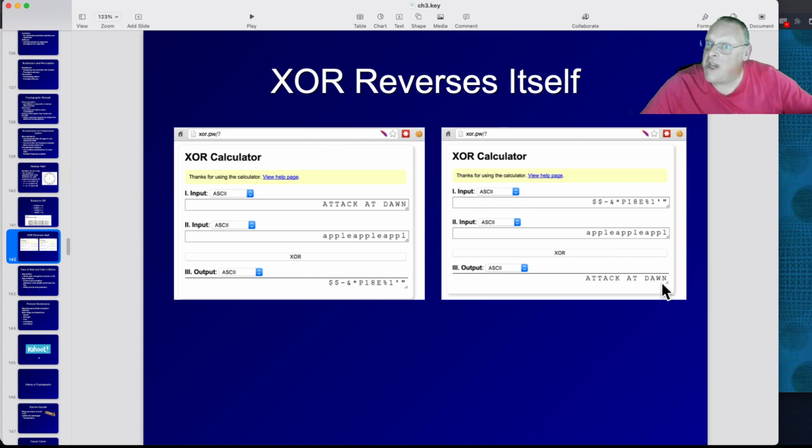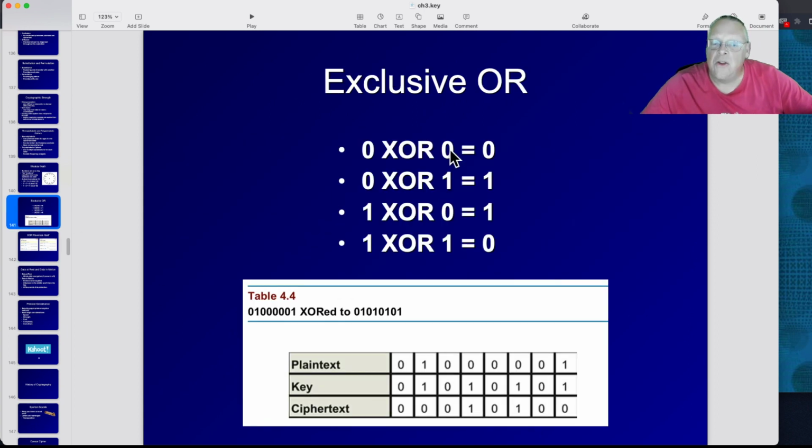XOR undoes itself because another way to look at XOR is every place where there's a 1 in the key, you flip the bit. So this 1 makes that 0 change to a 1, and this 1 makes that 1 change to a 0. But where there's a 0, you don't flip the bit. So if you XOR it again, you'll just flip those same bits back to their original state. That's why XOR reverses itself. That is a known property of it. You do not need to write an XOR encryptor and an XOR decryptor. They're both the same.